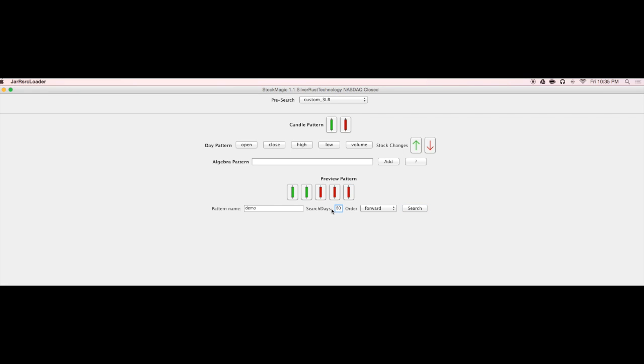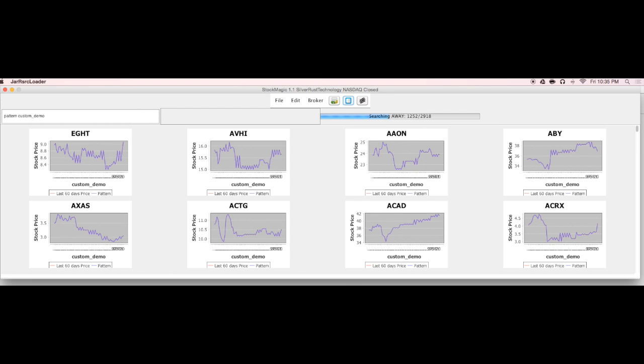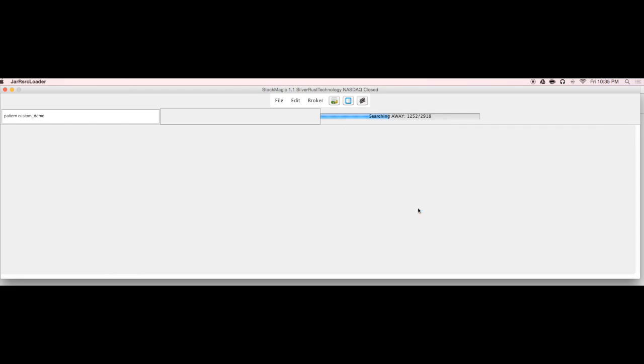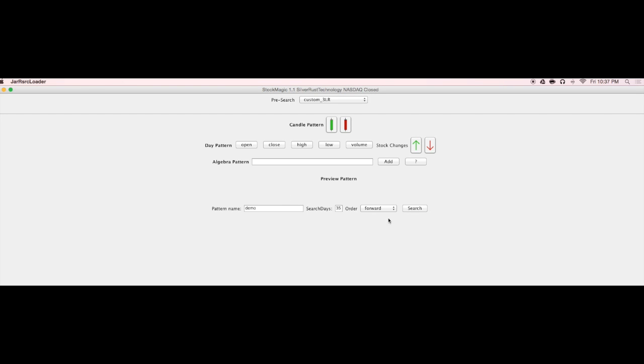You can change the day range, the last 60 days, the last 20 days. You can also create a pattern by specifying the changes between days. So you can say, did the open go down? Did the close go down? Did the volume go up or down? So you can specify changes between days in more detail.